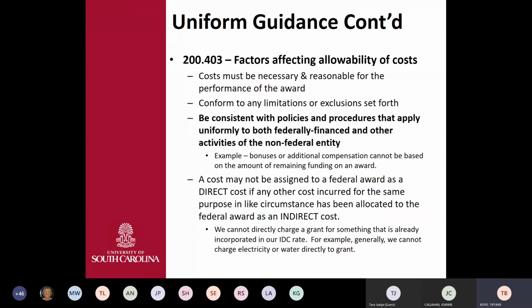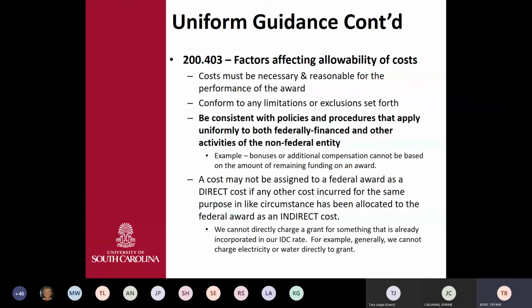So for example, you can't have special rules for your grants and different rules for your non-grants. Whatever you're doing within your college or within your labs, the rules have to be the same for both, regardless of the source of funding. So if you're deciding whether or not to distribute bonuses or additional compensation, the amount has to be based on university policies and procedures. You can't have a special rule or policy because you've got a grant over here that can fund it.